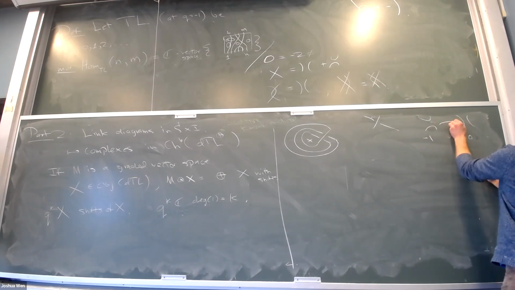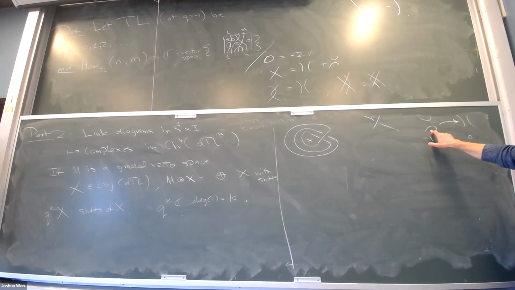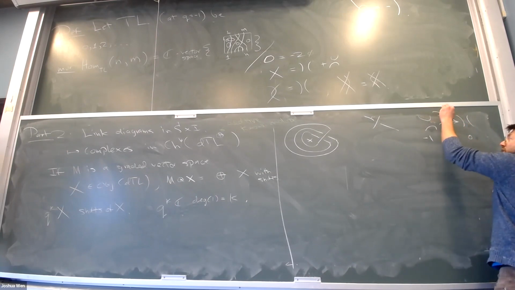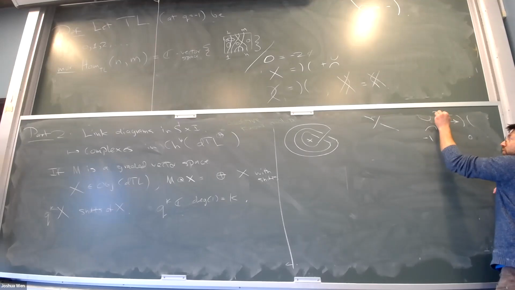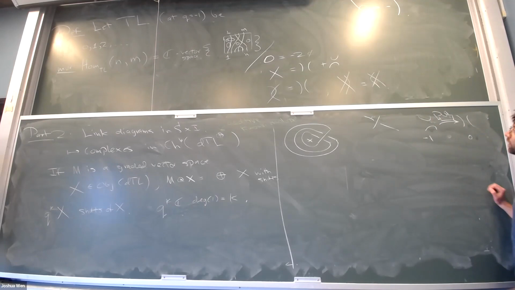And notice also there's a relationship between this smoothing and this smoothing. Namely, there's a saddle cobordism. Some of us are teaching Calc 3, so we're very good at drawing saddle cobordisms now. So to build my chain complex, I'm going to first resolve each crossing into an interval's worth of stuff.